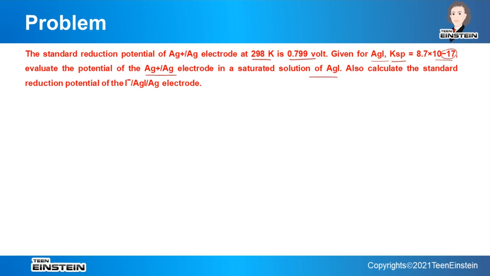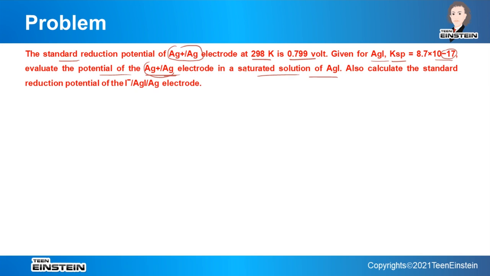So see, try to understand. Here the standard reduction potential of this system is given. But we have to find out the value of not the standard reduction potential, because whenever we say standard, it means it is at a particular value, which we can find from electrochemical tables. But now we have to find out the reduction potential of the same system, in the condition provided, where it is now present in a saturated solution of AgI.